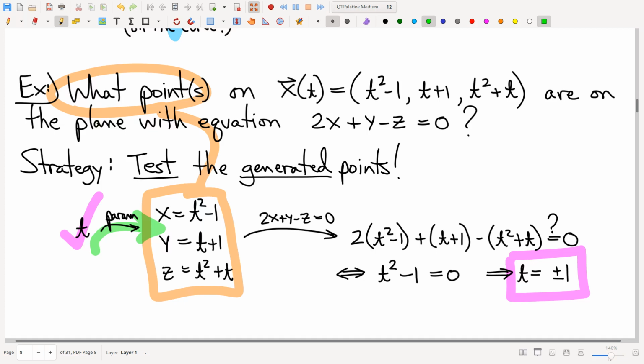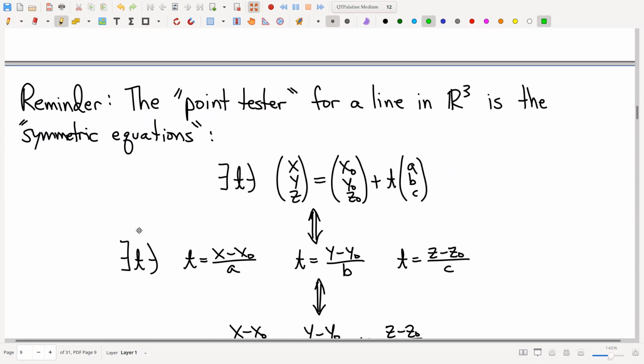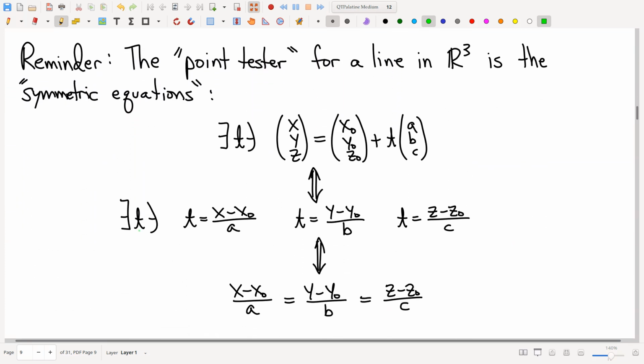Okay. All right, so let's talk now about lines in space. As I just said, we don't have an equation for lines in space. It's just not a thing. I can't have an equation. So if I want a point tester, which is the role that an equation would have played, I can't have an equation. But is there some other sort of point tester that I can have?